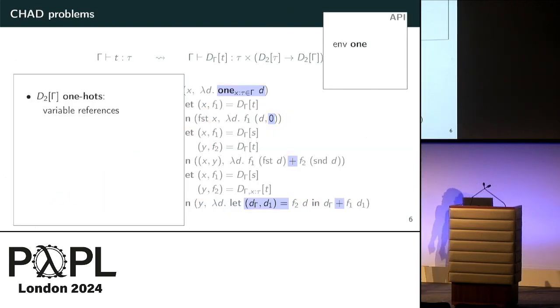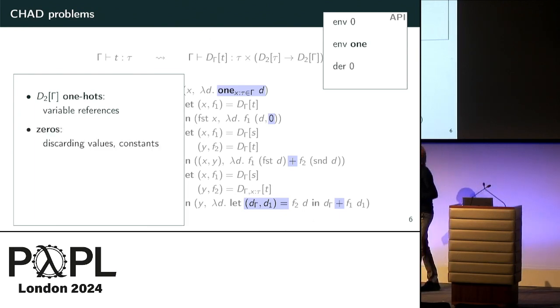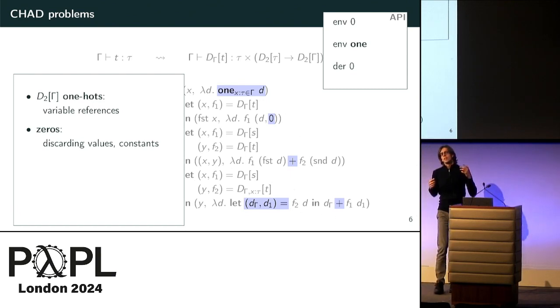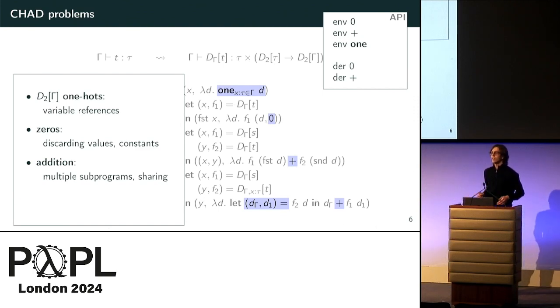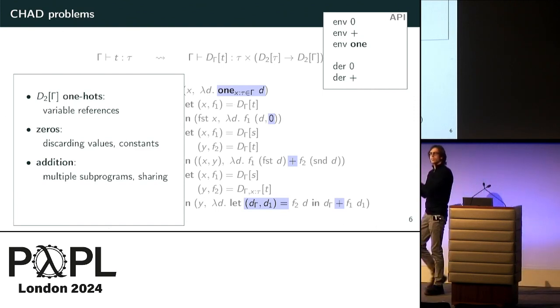Is that true? Unfortunately not. There's a bunch of operations that are not. For example, these one-hot vectors that I was talking about are much more expensive now, or at least in a naive representation of things. You have a variety of zeros that you need to create, both of normal derivative values as well as for environment derivatives, these D2 of gammas. You need addition of a variety of things. You need addition of normal derivative values and also additions of environment derivatives. And both of those are fairly expensive.